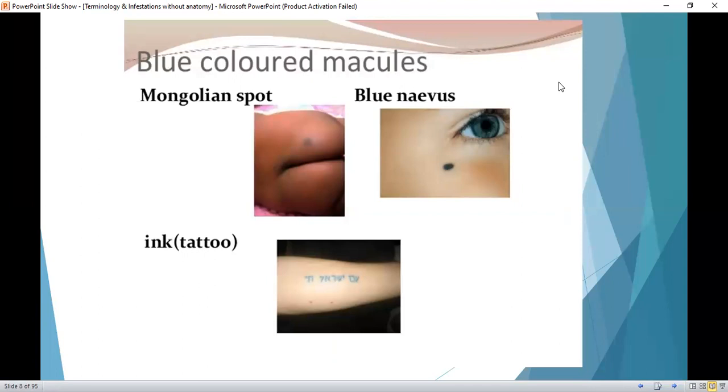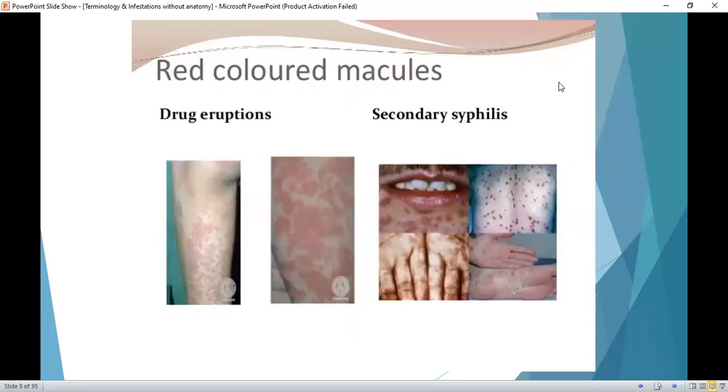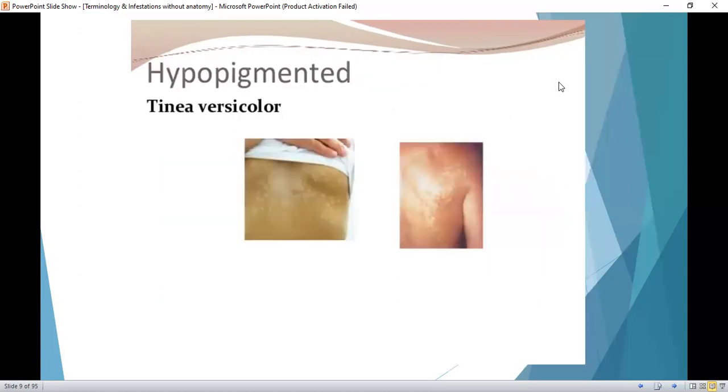Then Mongolian spot, that is seen in newborns. It's a blue-colored macule. Blue nevus is also a macule. Ink tattoo is a macule. Then red-colored macules, drug eruptions, secondary syphilis. These are all impalpable. Hypopigmented in tinea versicolor.